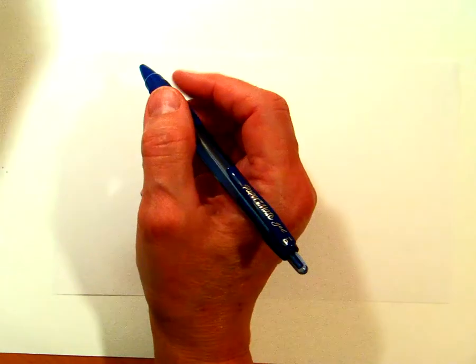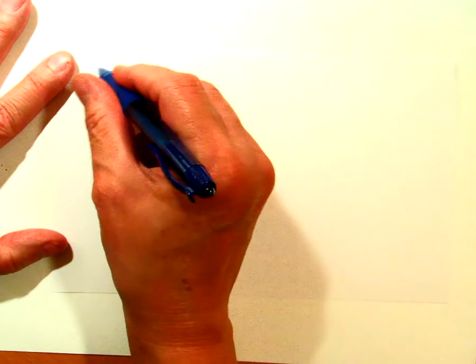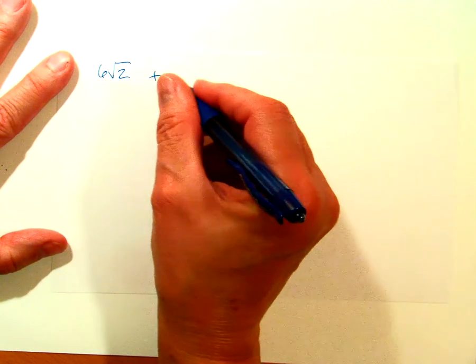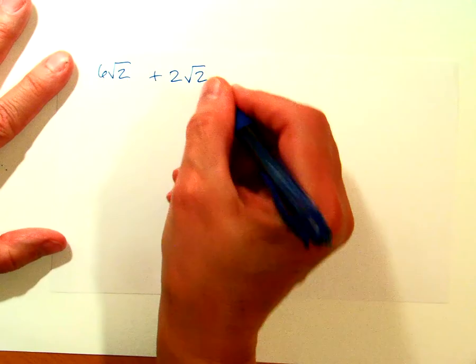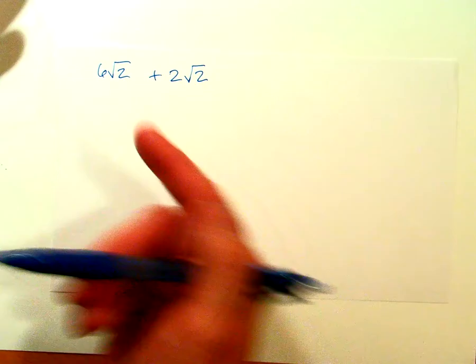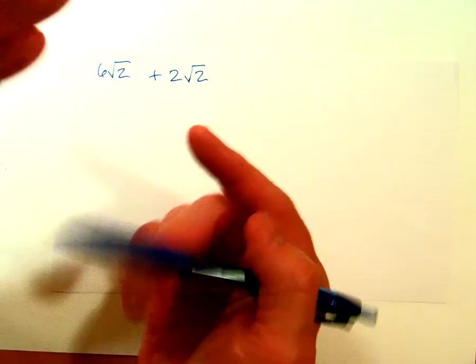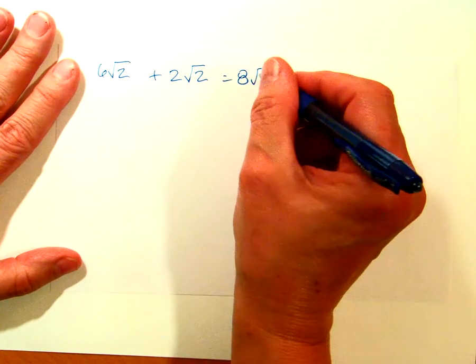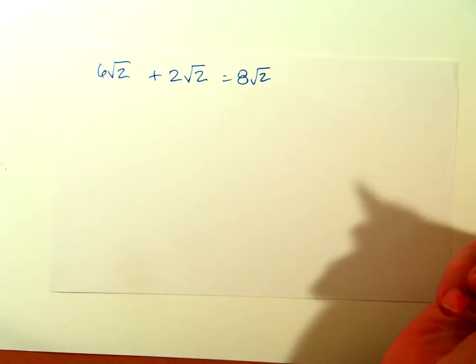How about 6 times the square root of 2 plus 2 times the square root of 2? Well, here you got 6 of them, there you got 2 of them. Whatever it is, you got 6 of them, and you got 2 of them, and they're the same. It must be 8 of them. Right? Works like a radical.